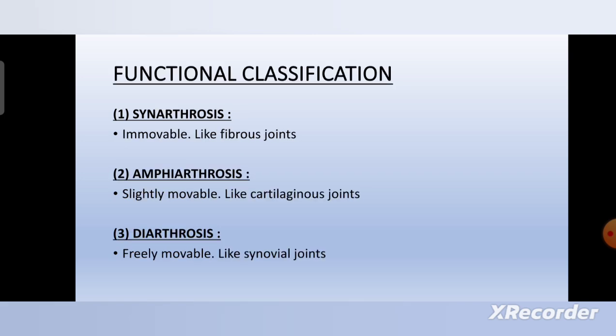Next classification is based upon the function. And according to functional classification, joints are of three types: synarthrosis, that is mostly immovable joint, for example fibrous joint. Second is amphiarthrosis, that is slightly movable joint, for example like cartilaginous joint. Next is diarthrosis. These joints are like synovial joint and are the freely movable joint.